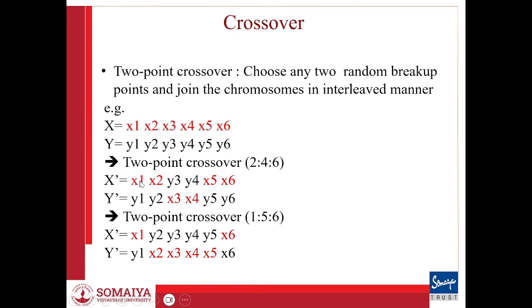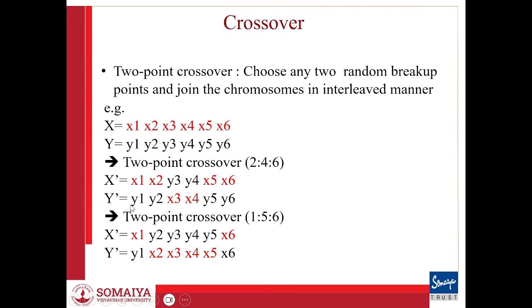X dash is going to be X1, X2, the first two of their own. Third and fourth, 4 is the breaking point. So till fourth, we'll have from another parent, and then after the breaking point of 4, the rest of the elements 5 and 6 are going to be their own.